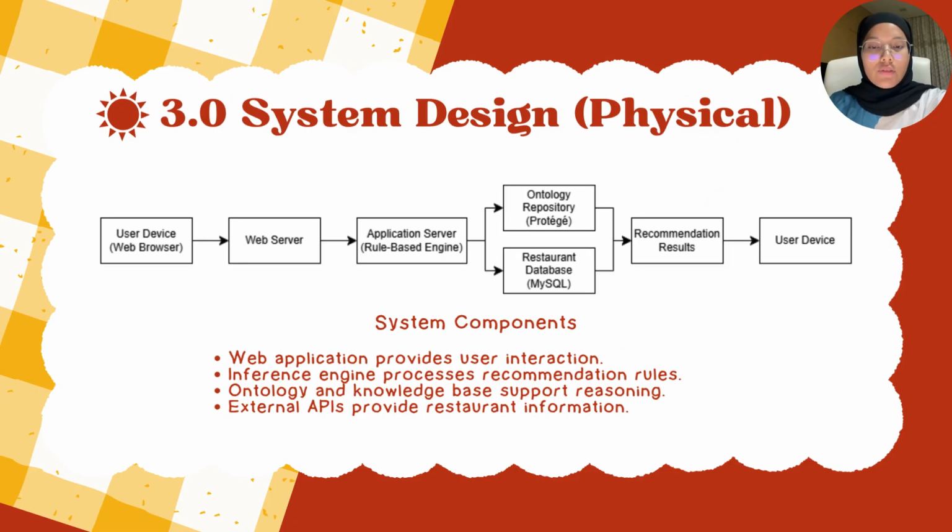This slide illustrates the physical design and key system components. Users access the system through a web browser, which communicates with the web application. The application interacts with the inference engine to process recommendation requests, which utilizes knowledge stored in the ontology repository and restaurant knowledge base, while external food delivery APIs provide additional restaurant information. Together, these components support knowledge acquisition, reasoning, and recommendation generation, allowing the system to deliver personalized restaurant suggestions efficiently.